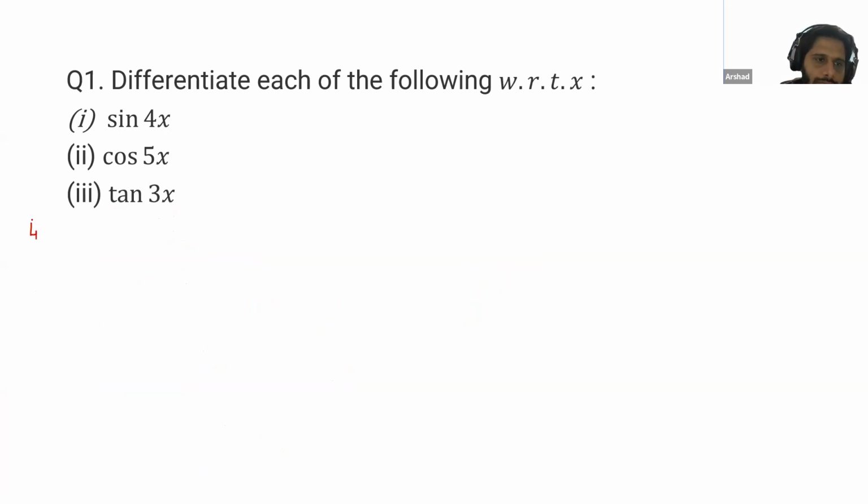Fourth one. Fourth is, suppose y is equal to x square tan x. Please find dy by dx. I have already written this: y is equal to x square tan x. Please differentiate this and share your answer. You can unmute yourself and directly tell me the answer.